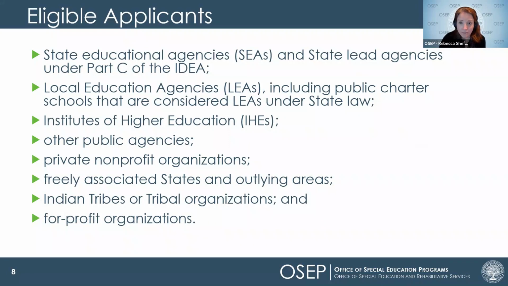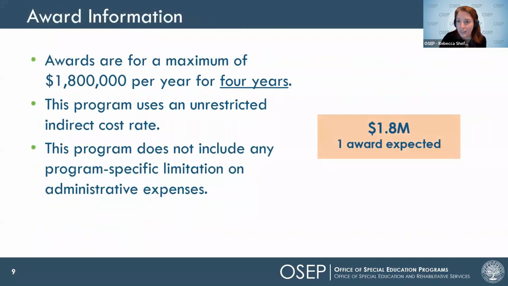We anticipate one award. Each award will not exceed an estimated $1,800,000 for a single budget period of 12 months, with a total project period of 48 months. This program uses an unrestricted indirect cost rate and does not include any program-specific limitation on administrative expenses. All administrative expenses must be reasonable and necessary to conform to cost principles described in Title 2 of the Code of Federal Regulations, Part 200, Subpart E of the Uniform Guidance.